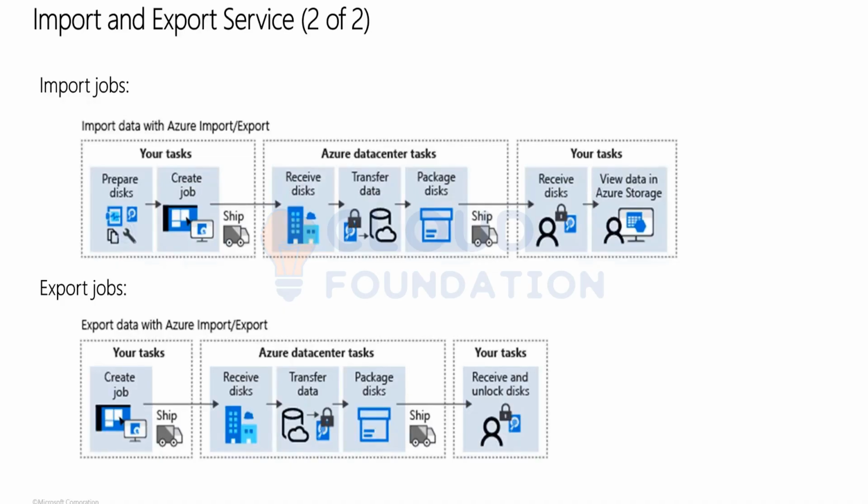And once they are copying the data, you can mention the encryption key that you would want. Once you have mentioned the encryption key, they will put all that data, encrypted using that key, into the disk and ship it back to you. Once you receive those disks, you can copy that content within your on-premises environment and unlock these disks using the key that we have used.